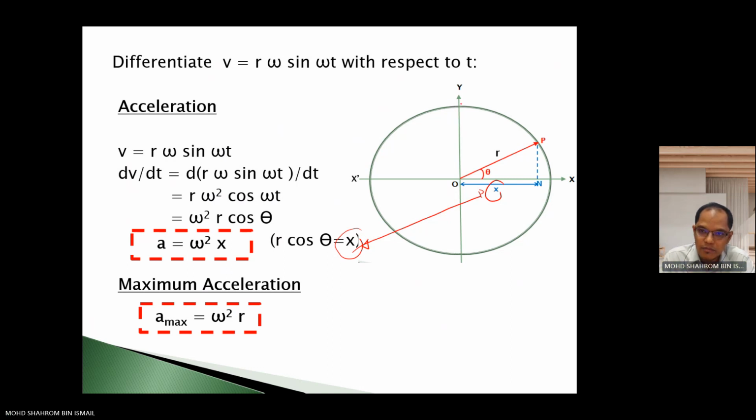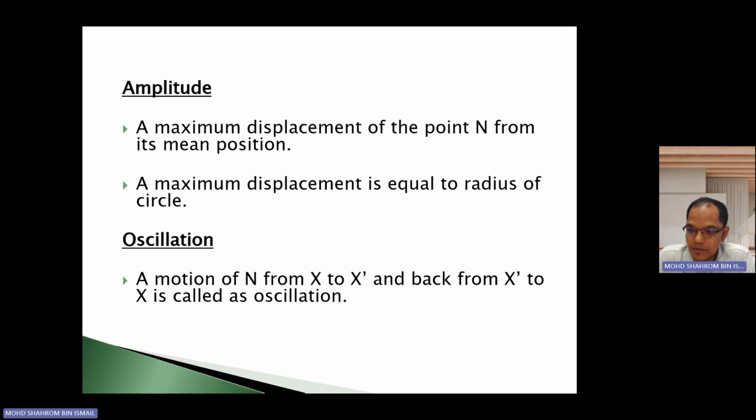Why? We know the maximum velocity is here. The maximum acceleration is supposed to be at this common position. That's why the angle is 0, and there's no angle here, so it turns out to be this equation. We've already covered some of the very good definitions of the physics.